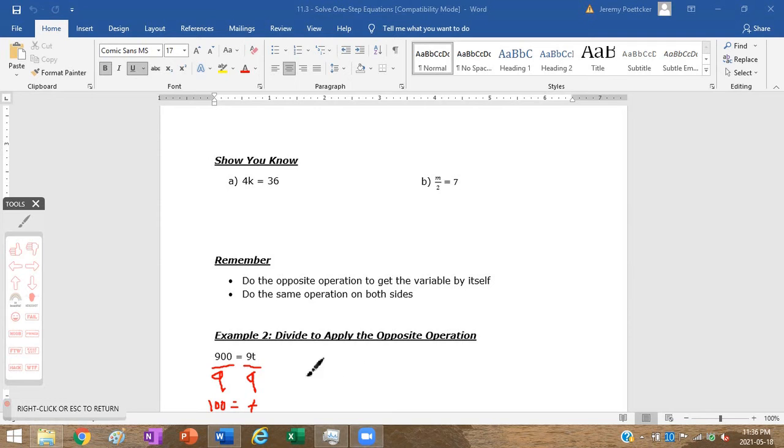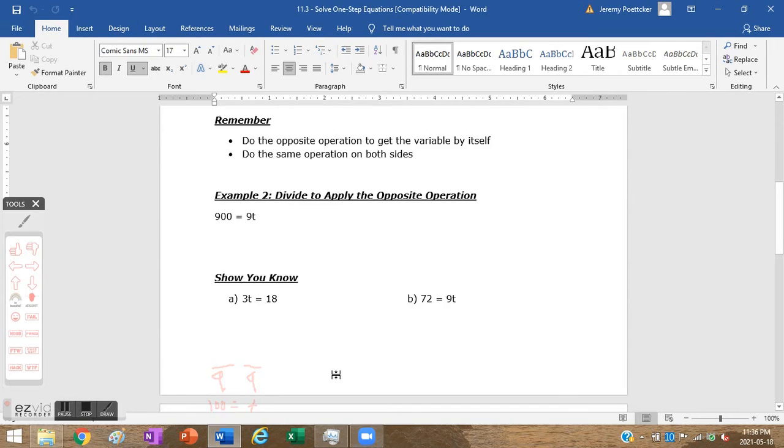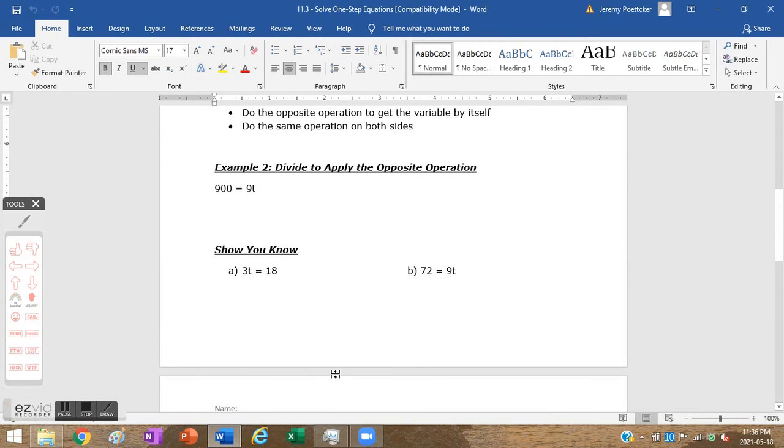Okay, so let's move on. Your turn here. Now these ones, I know you can solve these by inspection, or you should be able to, but I want you to show your work the right way. So pause it and actually give it a try.